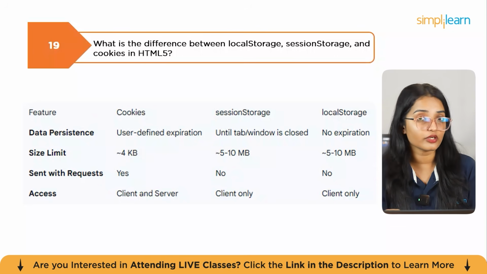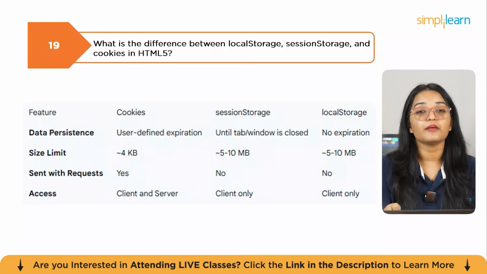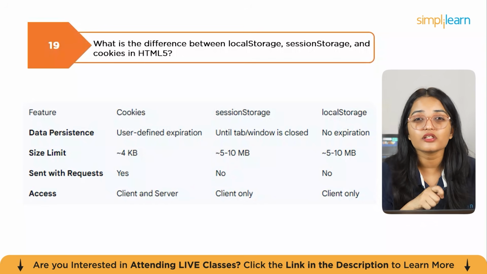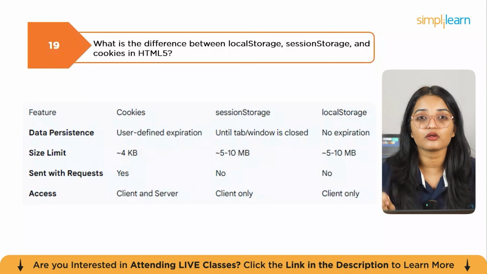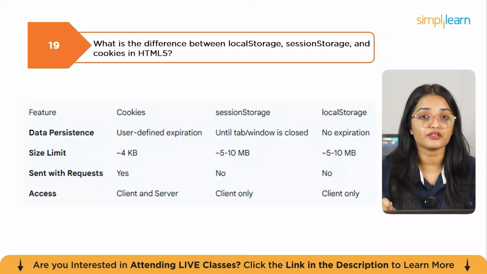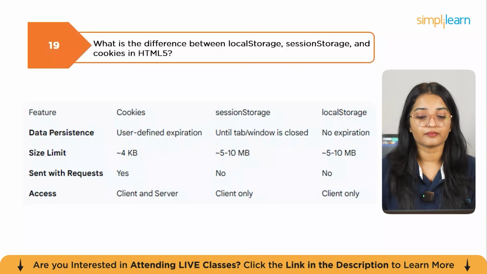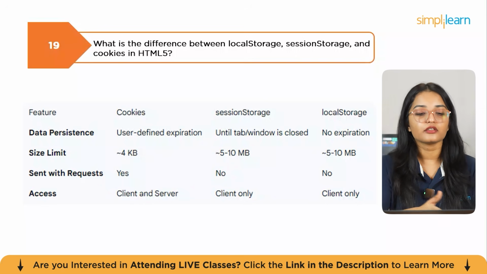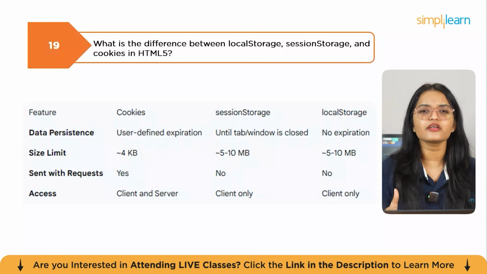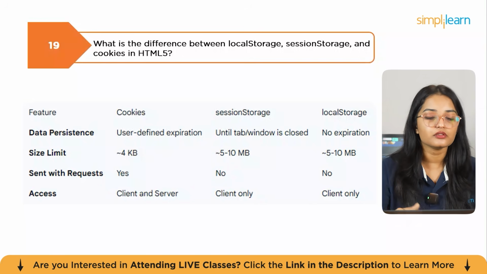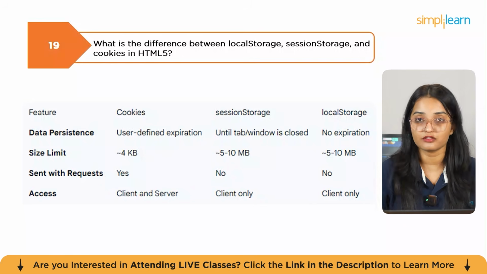Next, we've got local storage. Also part of the web storage API, local storage stores data with no expiration date. The data persists even after the browser is closed and reopened. It's used for long-term storage of data that a user might need across multiple visits, such as user preferences. This is how you answer when an interviewer asks you a question about the difference between local storage, session storage, and cookies in HTML5. You can also give a case scenario based example to highlight the difference between all of these three elements.